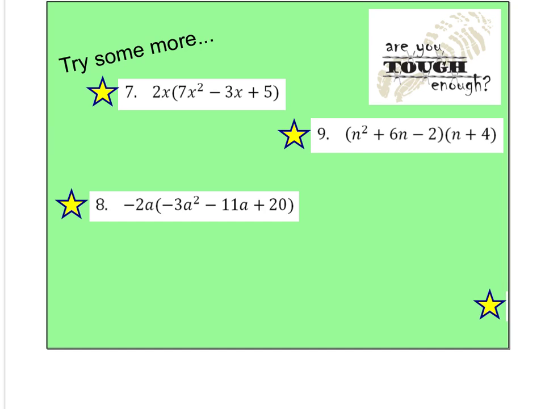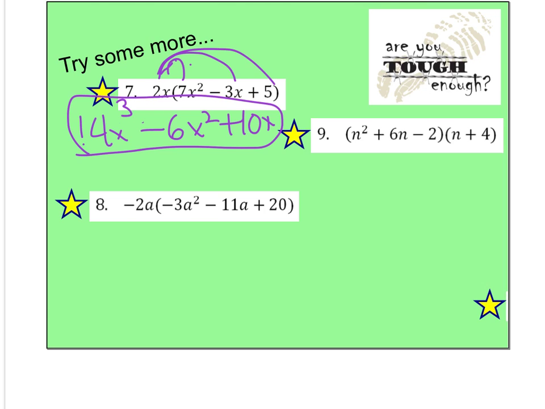Now, here with some multiplication, here's where things are going to get a little tricky. All right, so 2x times 7x squared, that's going to be 14x squared. 2x times 3x is going to be minus 6x squared. Sorry, this one should be cubed. That should be a 3. And then this last one's going to be plus 10x.